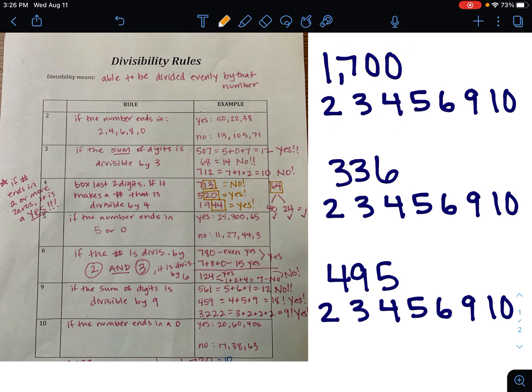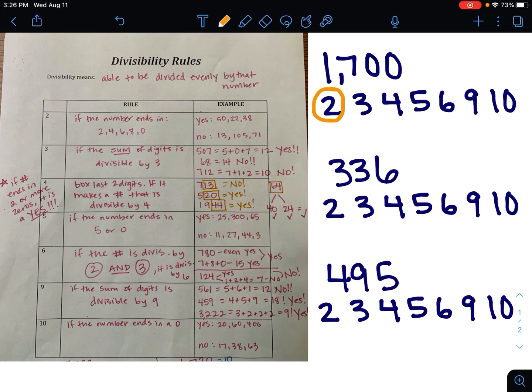Okay, let's begin with 2. You'll notice it says if the number ends in 2, 4, 6, 8, or 0, then it is divisible by 2. A 0 means it's divisible by 2, so I'm going to circle the 2.